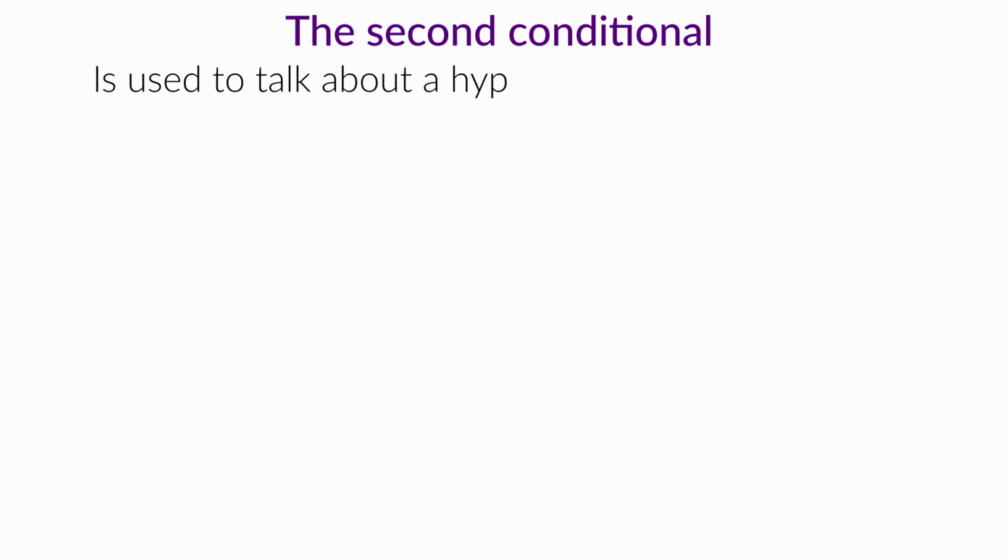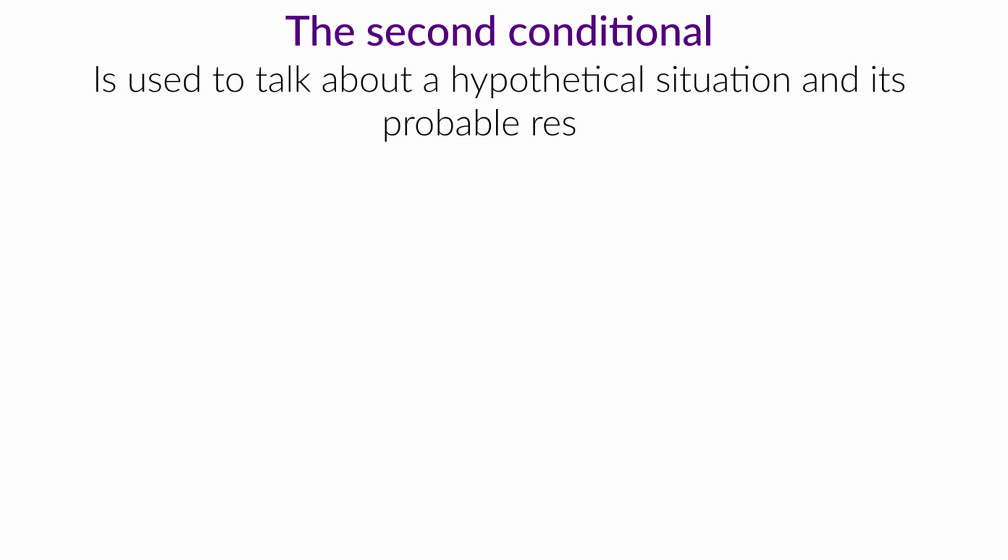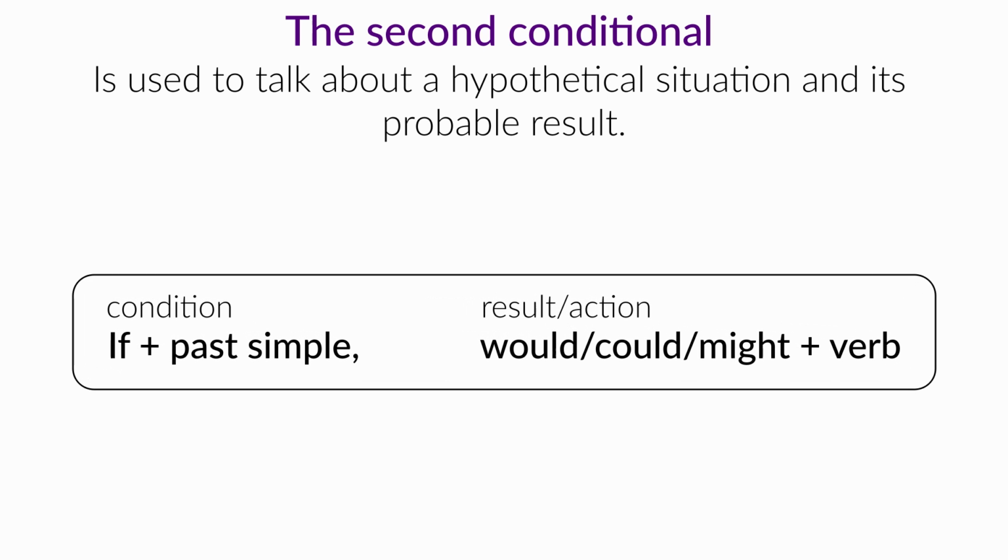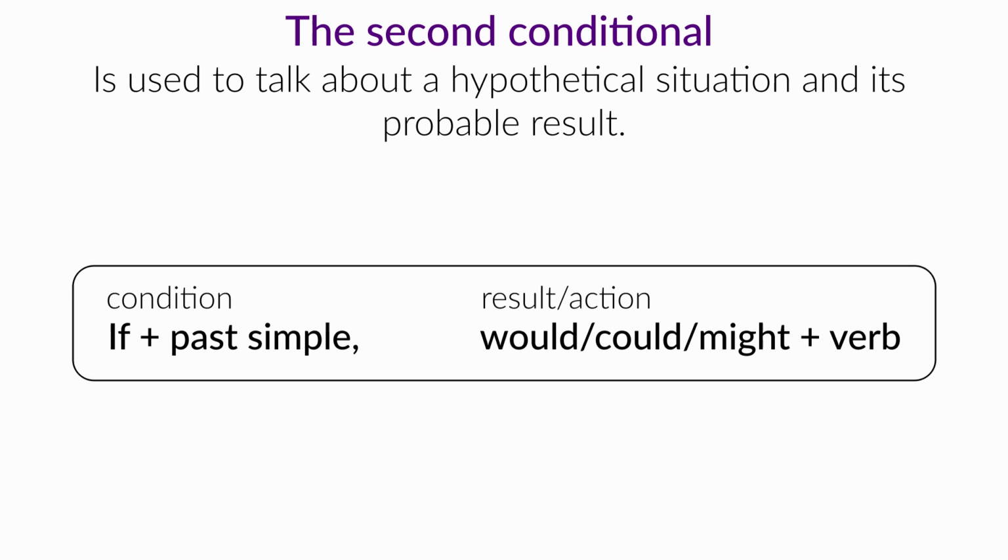Let's move to the second conditional. The second conditional is used to talk about a hypothetical situation and its probable result. The formula is the following. If plus past simple for the condition, would, could, might plus verb for the result.